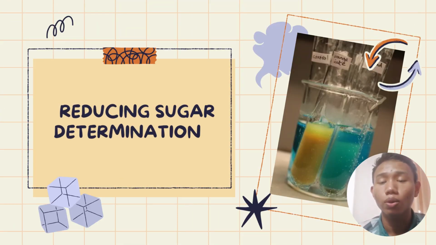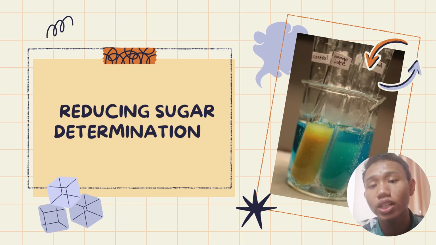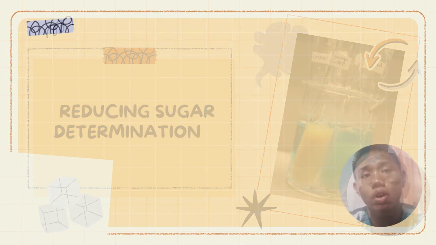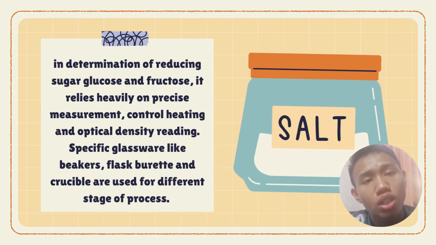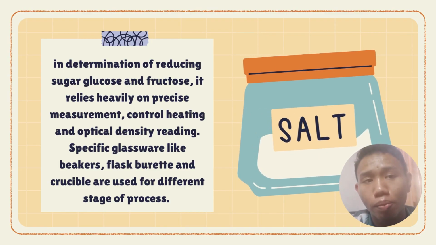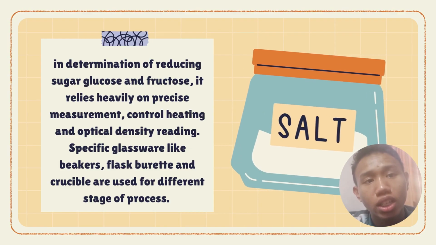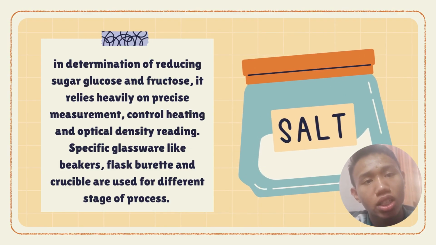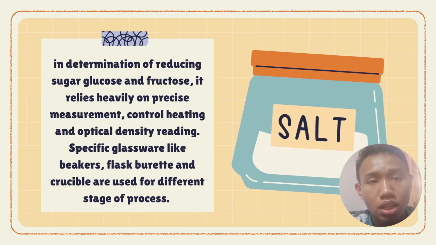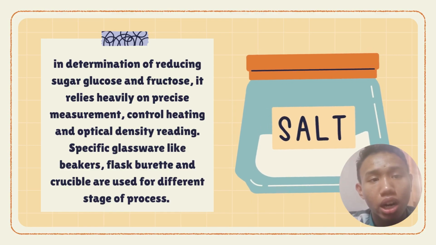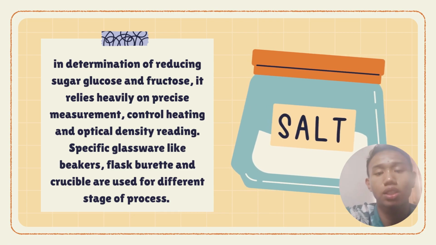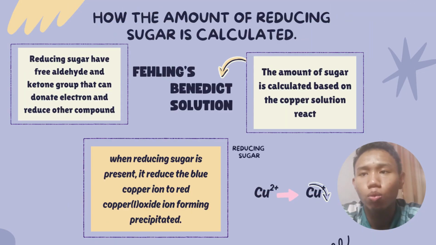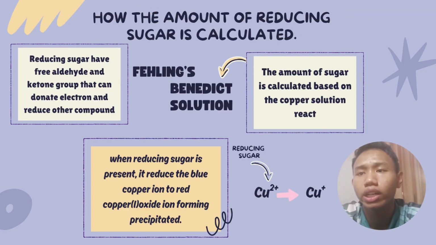Okay, now I'm going to tell you guys about reducing sugar determination. In determination of reducing sugar, like glucose and fructose, it relies heavily on precise measurement, controlled heating, and optical density reading. Special glassware like beaker, flask, burette, and crucible are often used for different stages of the process. Now we will discuss how this amount of sugar is calculated.